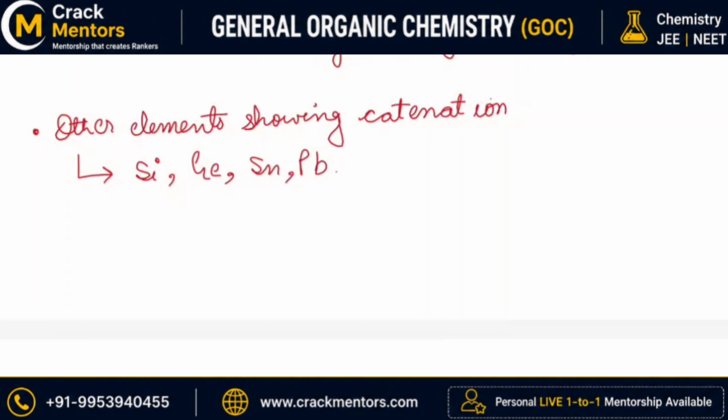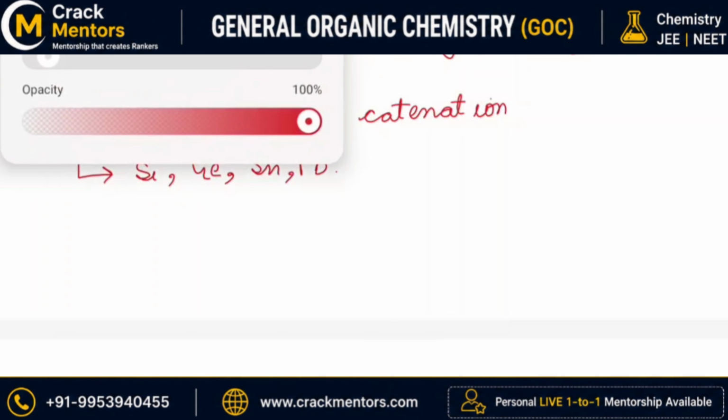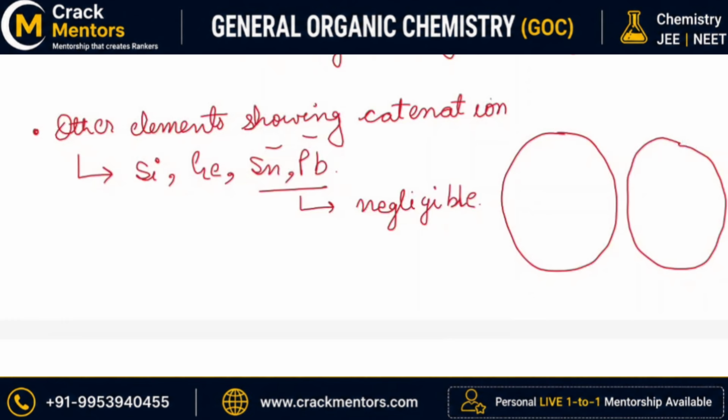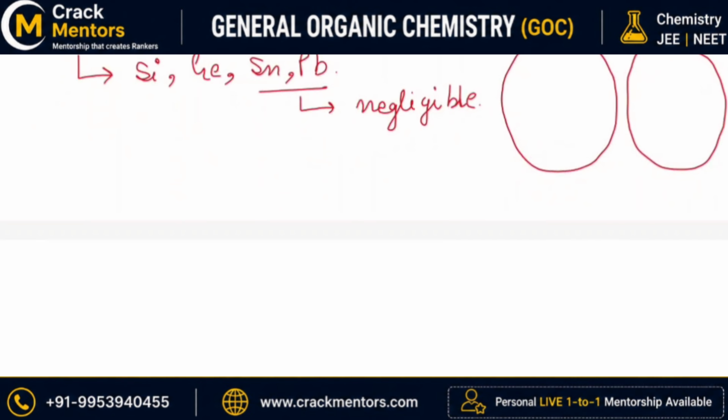Now, the catenation power of tin and lead is almost negligible, because the size of tin and lead is very big, and very big elements cannot link to each other because of steric hindrance. Do you understand this? So I can write the order of catenation property.